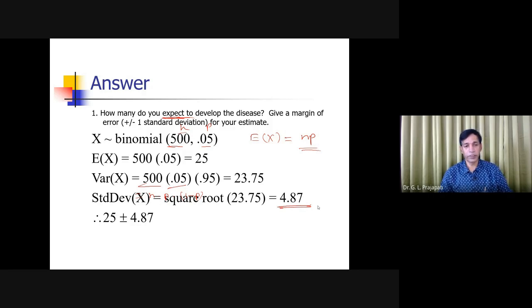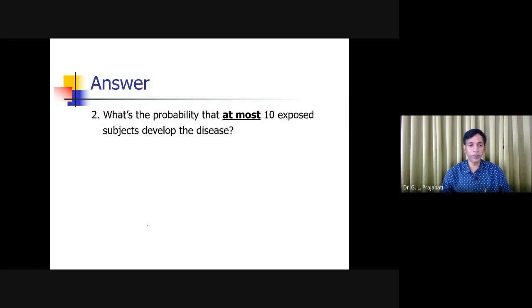So the estimate is 25, and you have the plus or minus this. So this is the answer for the first part. Now, how can you answer the second one? What's the probability that at most 10 exposed subjects develop the disease?